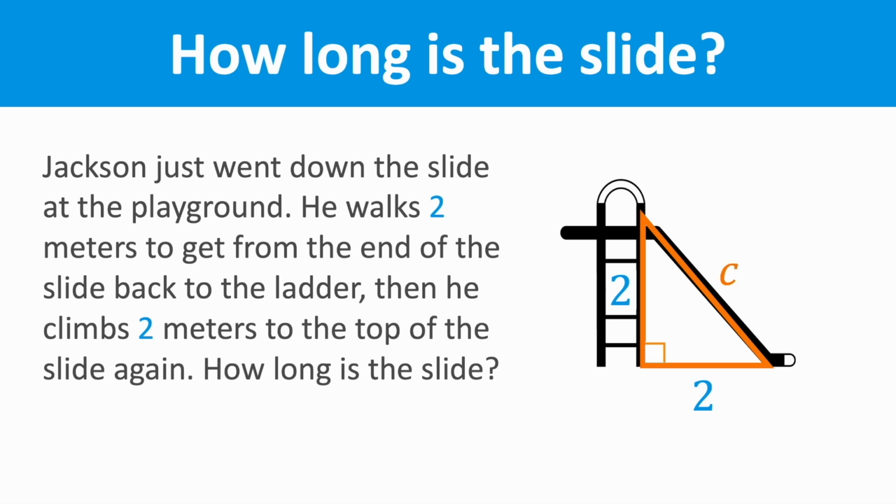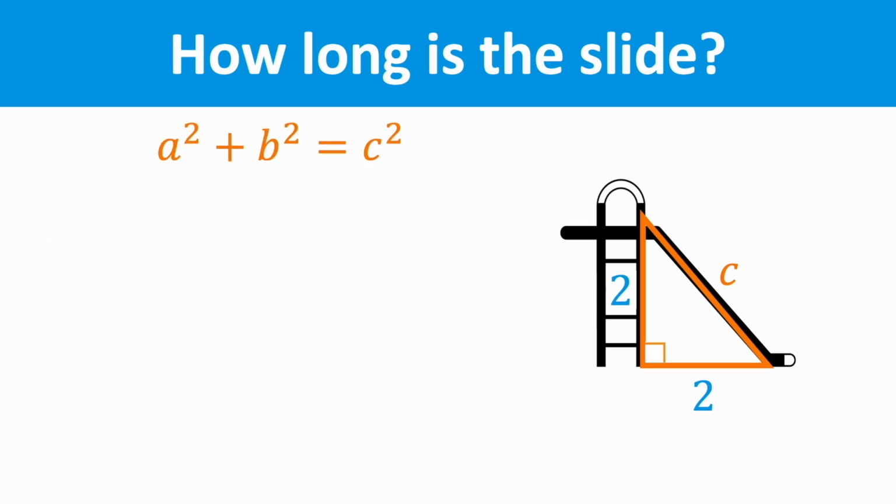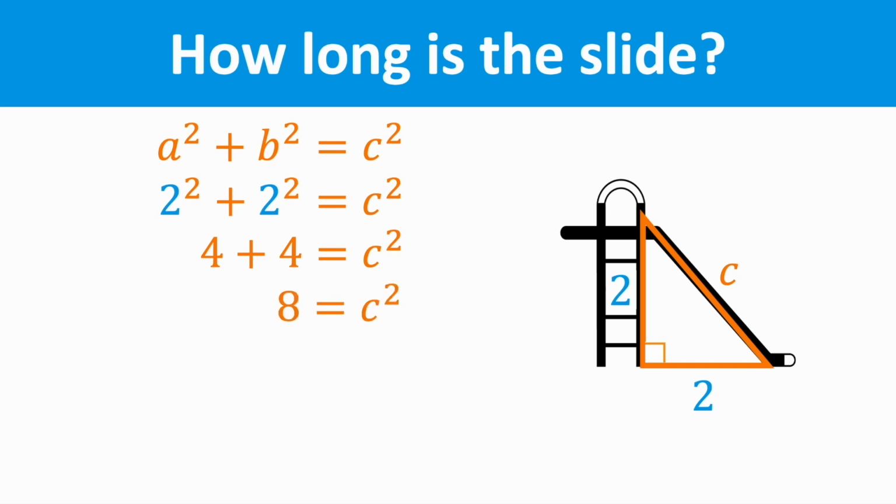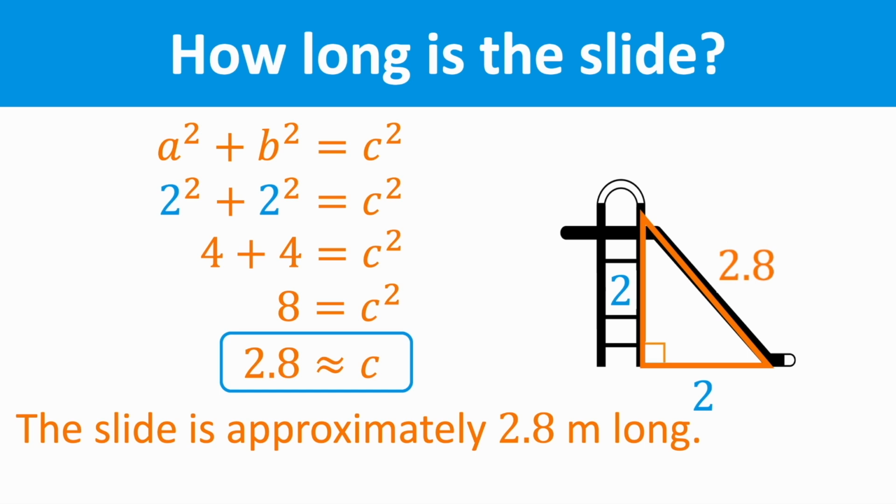So we can use the Pythagorean theorem. A squared plus b squared equals c squared. The two sides we know are both legs, so a equals 2 and b equals 2. That gives us 4 plus 4 equals c squared, so 8 equals c squared. To find c, we need to take the square root of both sides. The square root of 8 is a decimal that goes on forever, so we can round to the nearest tenth. So c is approximately 2.8. That means our slide is approximately 2.8 meters long. Well done. Let's try one last example.